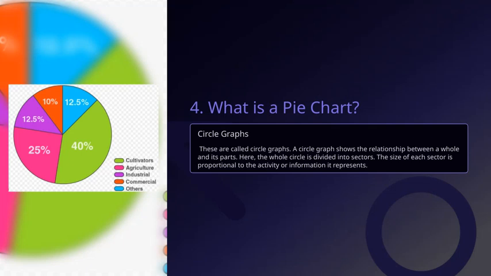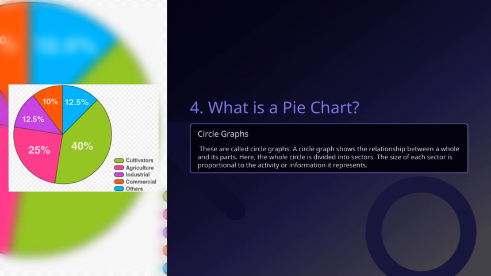Now, let's talk about what a pie chart is. Sometimes, you'll hear them called circle graphs. These are helpful tools because they show the relationship between a whole and its parts. Imagine taking a whole circle and dividing it into different sections or sectors. Each of these sectors represents a part of the whole.